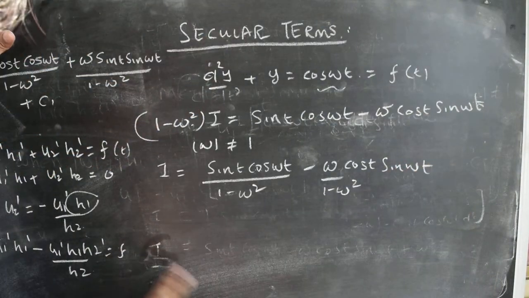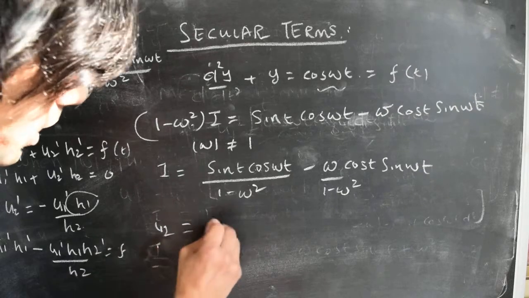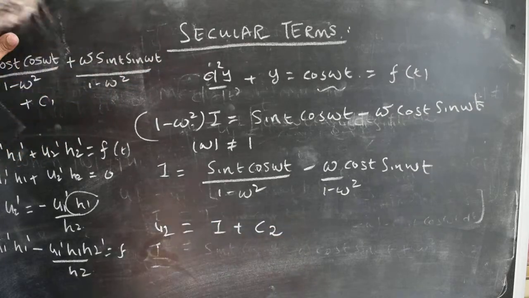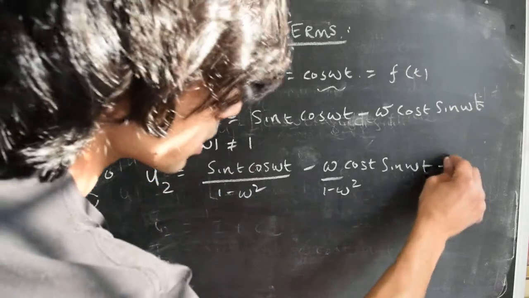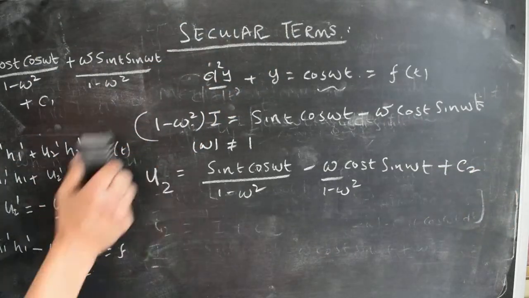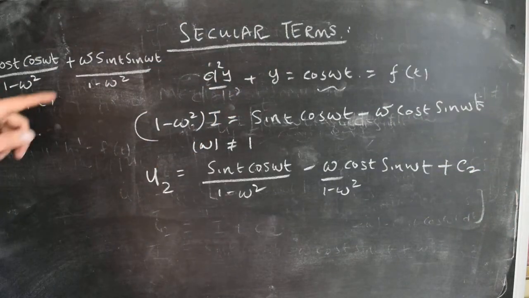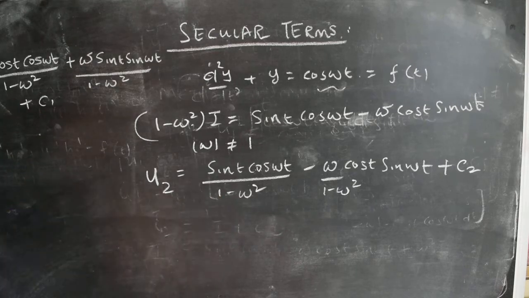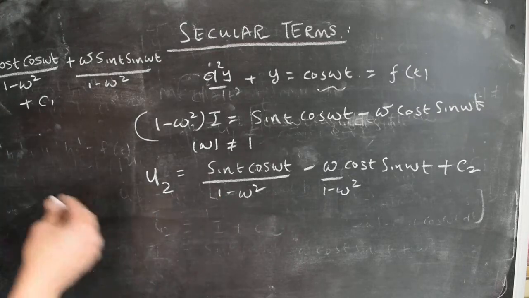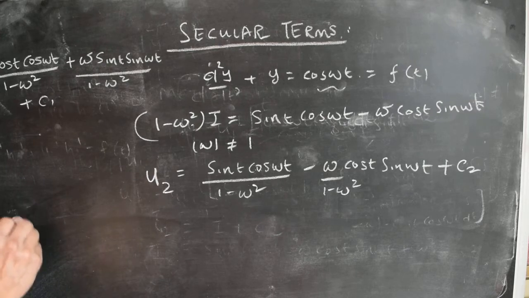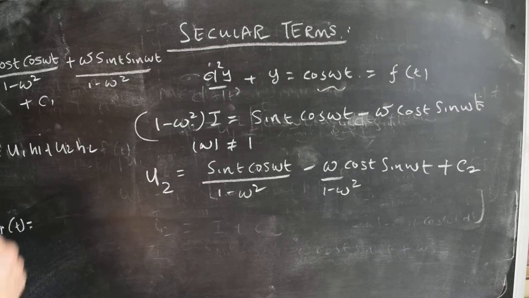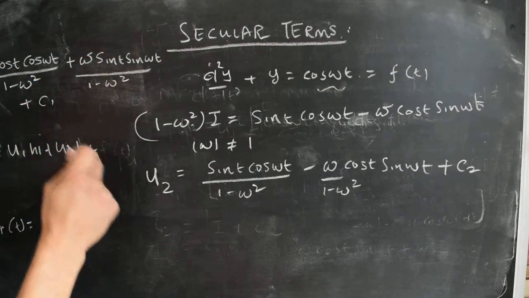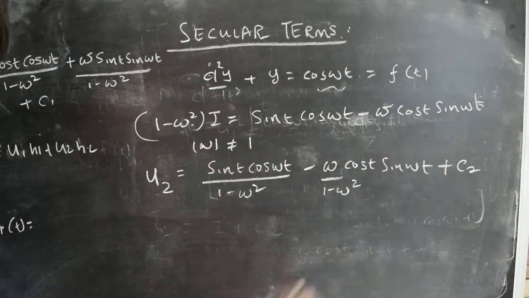And just as a reminder, the u2 that we were solving for is simply I plus a constant c2, and therefore we can just write it down here that u2, the second function, is this plus the constant c2. Great. So we have u1, which is this function, and then we have u2, which is this. And therefore the overall particular solution for this is of the form, so remember that the particular solution is of the form u1 h1 plus u2 h2. So let's multiply u1 with h1, which is cosine t, and u2 with h2, which is sine t, to write down the full particular solution.